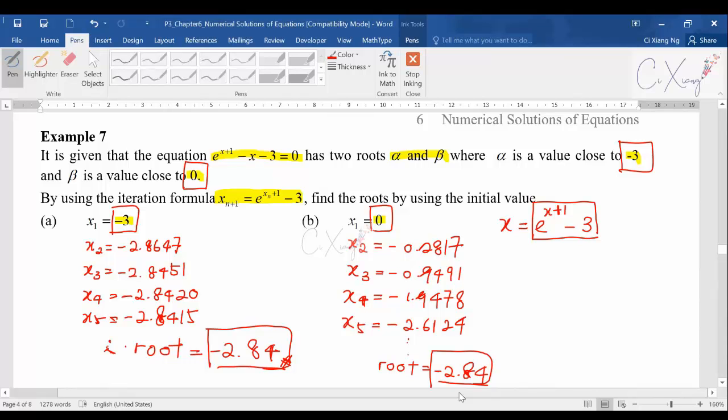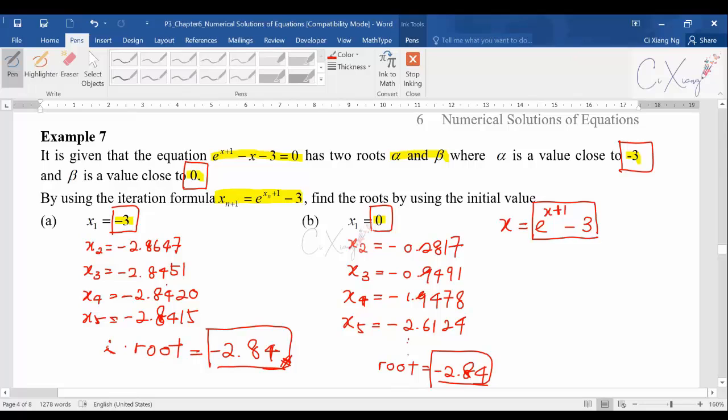Okay, so the purpose of having example 7 here is to show you two factors that affect whether you can get the approximate root that we want or not. The first one is the iteration formula, and the second one is the initial value. In the next video, we are going to discuss more examples and more questions from the past year, and see what is the correct iteration formula that we should use to get the answer that we want. But of course, all the details and theories will not be asked in the exam. We just learn how to apply.